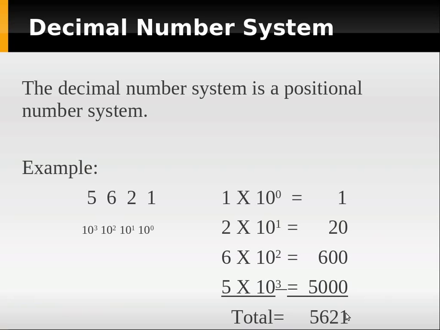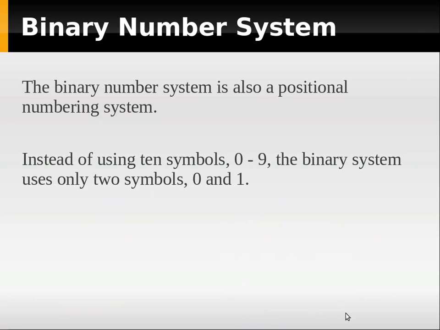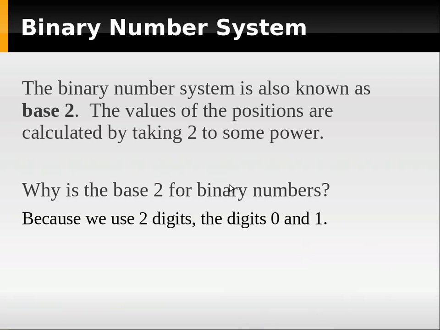Now I'll move to the next representation, that is the binary number system. It is also called a base 2 number system because here we use only two symbols, 0 and 1. We use only these two symbols for representing any kind of value, and this number system is used by the computer. It is understandable only to the computer, right?